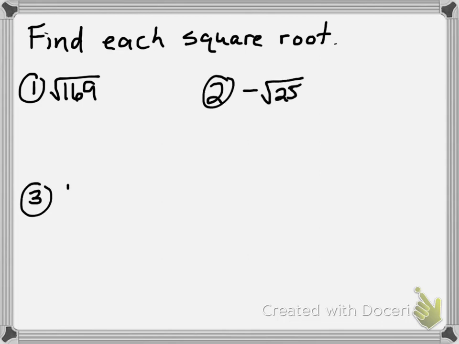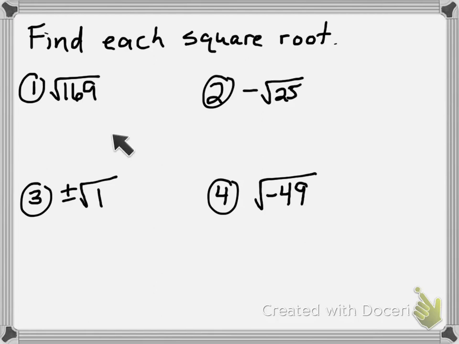Alright, so here are 4 square roots that I want you to find. Okay, I'll give you a second and then we'll talk about them. Alright, now on these, you either hopefully recognize the perfect squares, or if you don't, you can use your calculator. Okay, so you should recognize that 169 is just 13 squared, so the square root of 169 is 13.